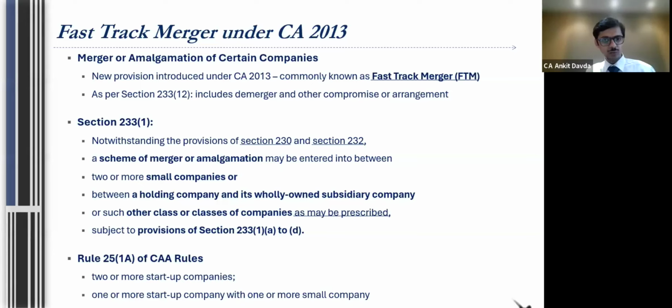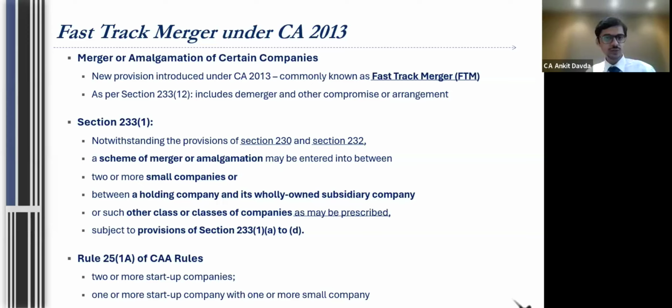So this is a third category of company. And then there is an interlinkage under the residual category, which says that one or more startup companies with one or more small companies. So again, if company A is a startup company and company B is a small company, though B may not necessarily be a startup company, still companies A and B can merge under Section 233. So these are four broad categories: between two small companies, between a holding company and a wholly owned subsidiary company, between two startup companies, and then between a startup company and one or more small companies.